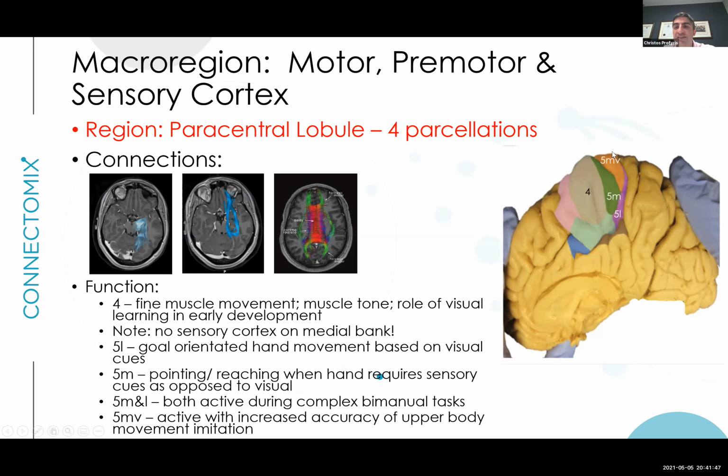And to no surprise, these 2 parcellations are dedicated to bimanual dexterity. It's important they're in the midline because they're going to connect to the 5M and 5L on the contralateral hemisphere. So these two parcellations are involved in bimanual dexterity. 5MV is shown to increase in activity when we're imitating a body action or a newly learned procedure and we're actually succeeding. So the more successful our imitation is, the more active this parcellation becomes.